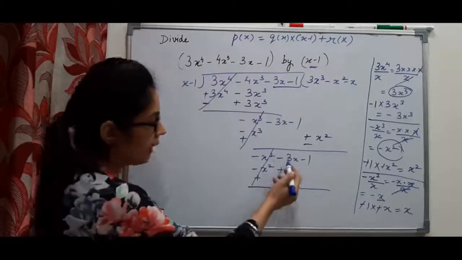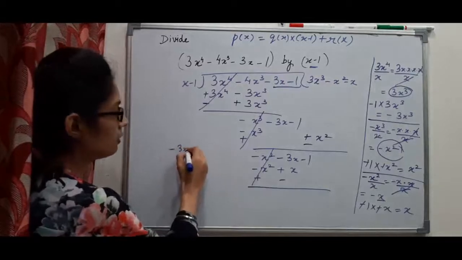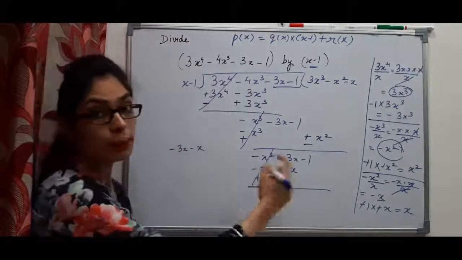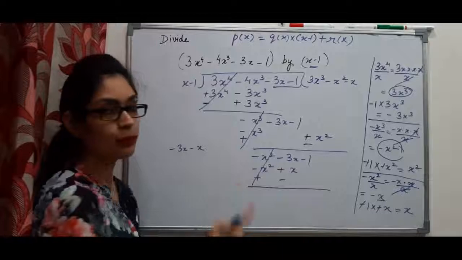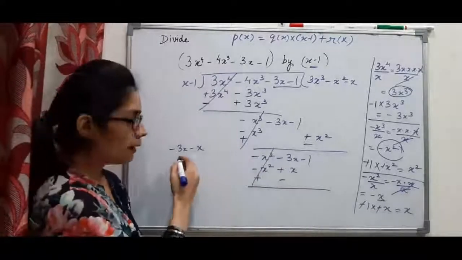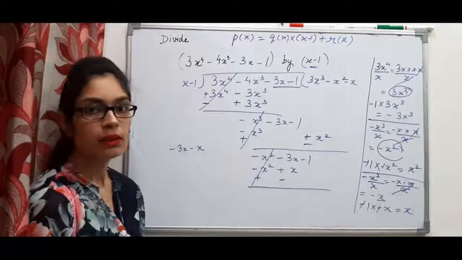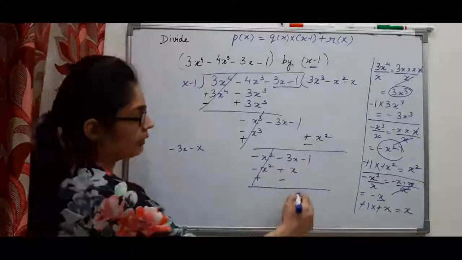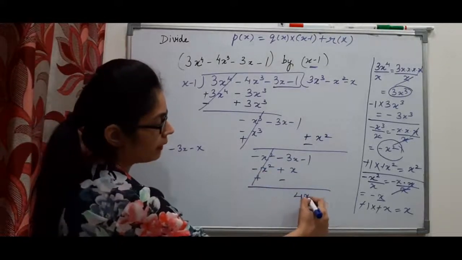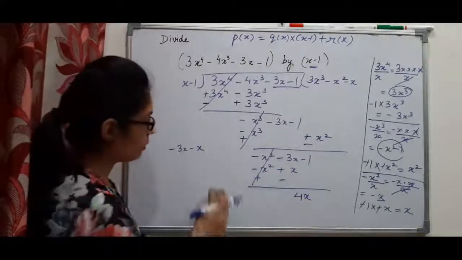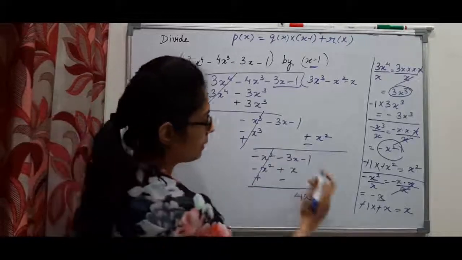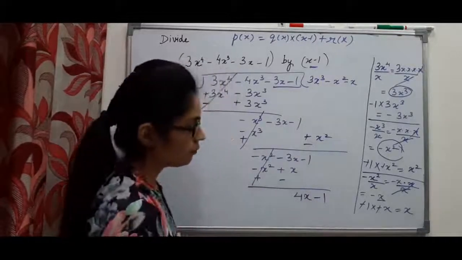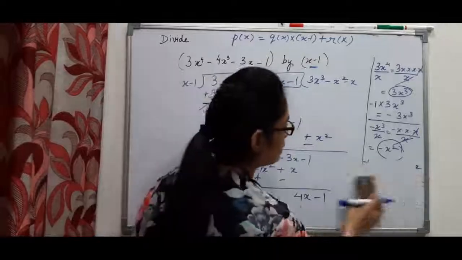Now I have minus 3x minus x. This is not plus x, I have already changed the sign, so it is minus x now. Minus minus is plus. So 3 plus 1, it is 4, and the variable I have to write as it is. So this I have got, and minus 1 I have to write as it is. Now again the same step.